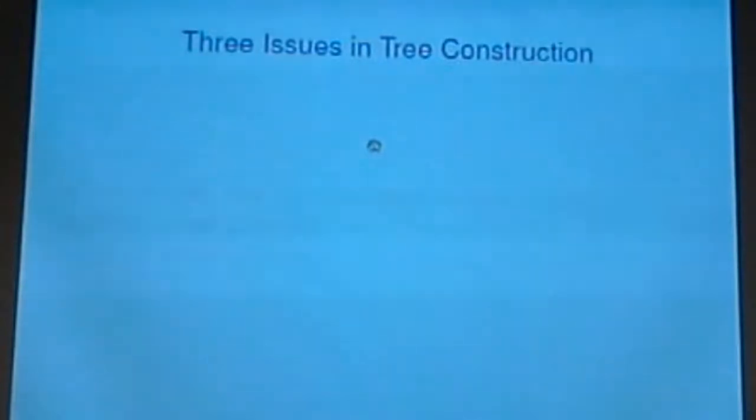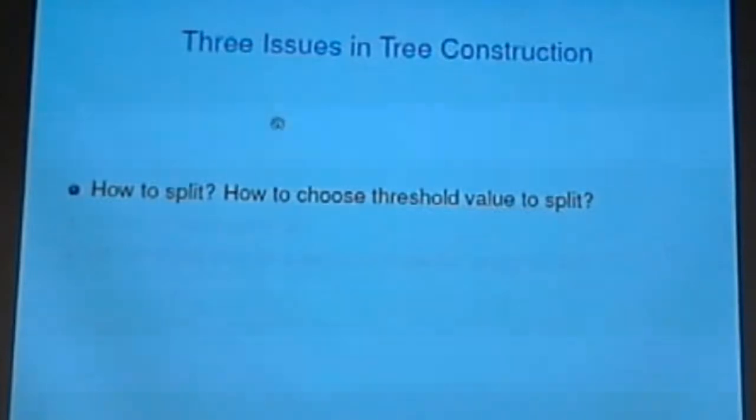Let's talk about the tree construction. First of all, how to split. Remember, the criterion is to split a parent node into child nodes so that the children are purer than the parents, in the hope that ideally each child node is pure, meaning the majority comes from one class and a very small number of individuals come from the other class. That's what we mean by purity.